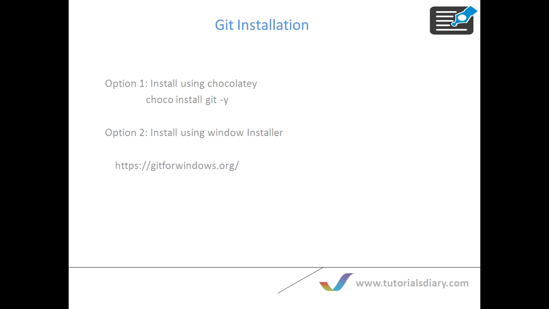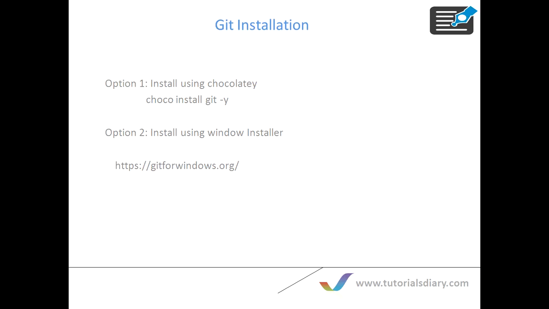In this video, I will show you how to install Git on a Windows machine. As you can see on my screen, we have two options to install Git. The first option is using Chocolatey. The second is the simple Windows installer.